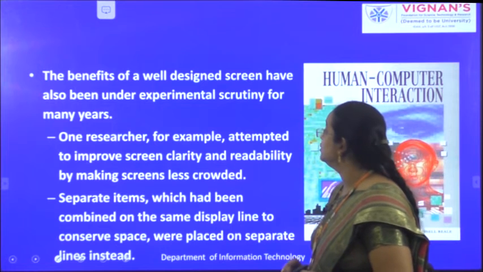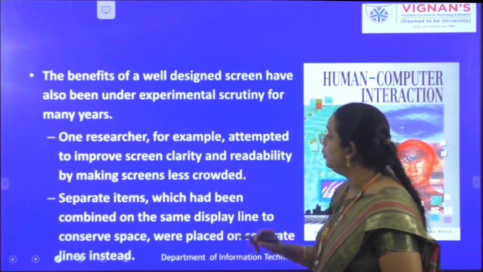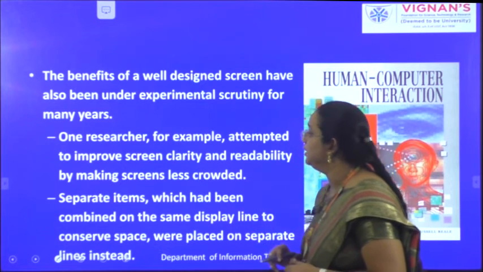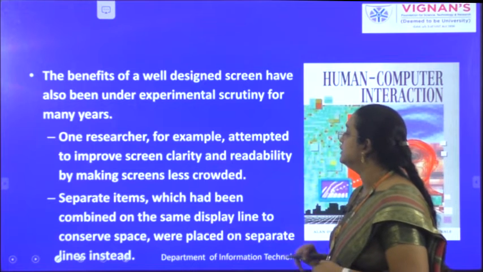One researcher, for example, attempted to improve screen clarity and readability by making screens less crowded.